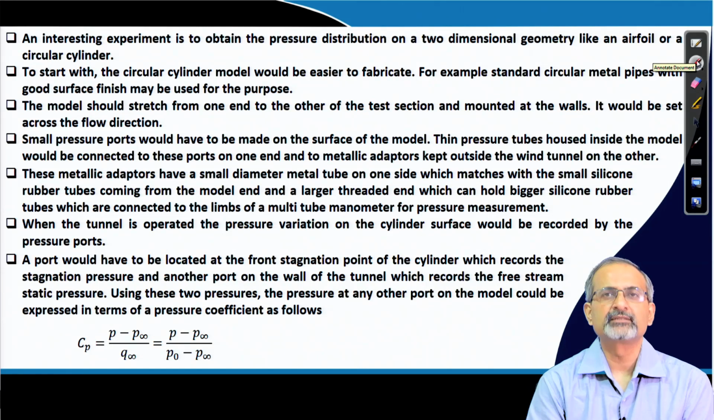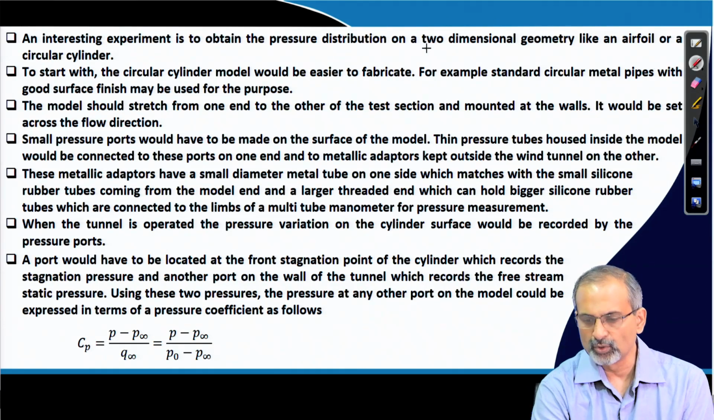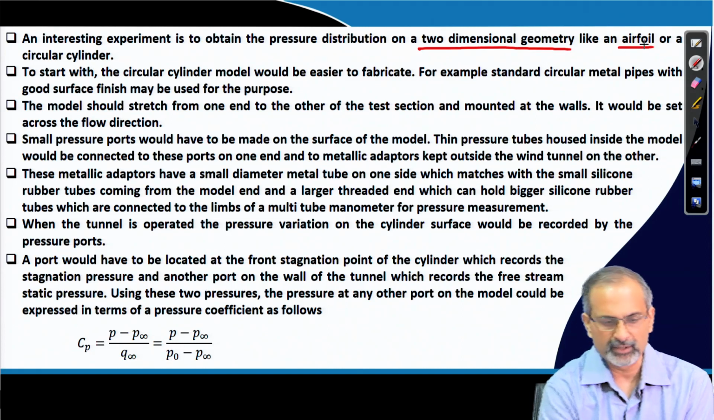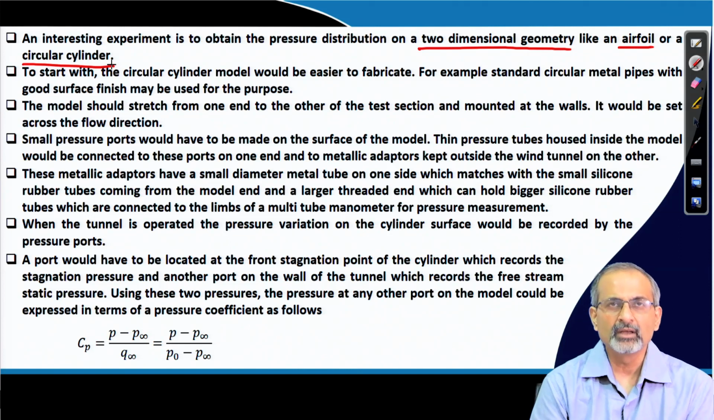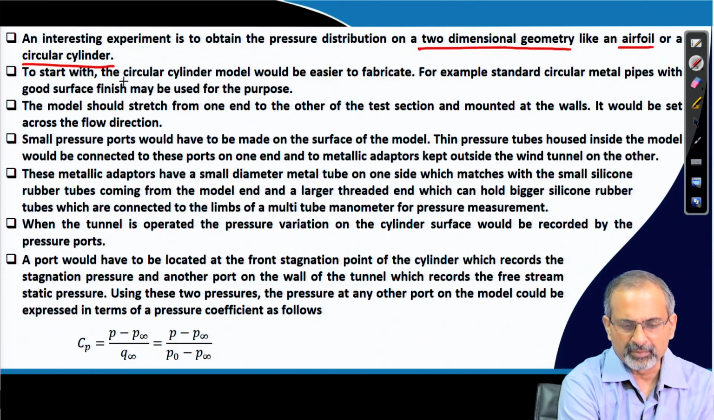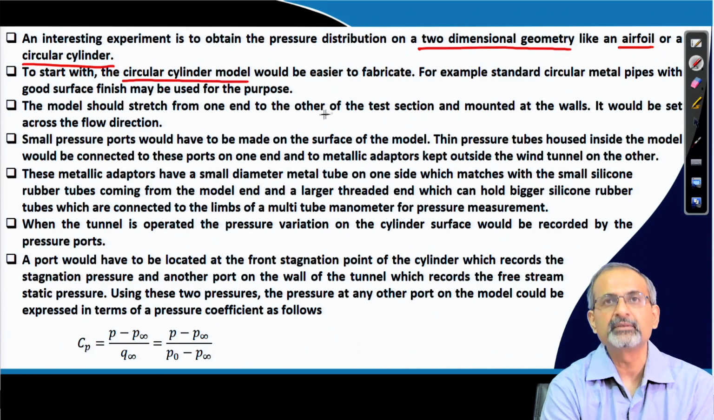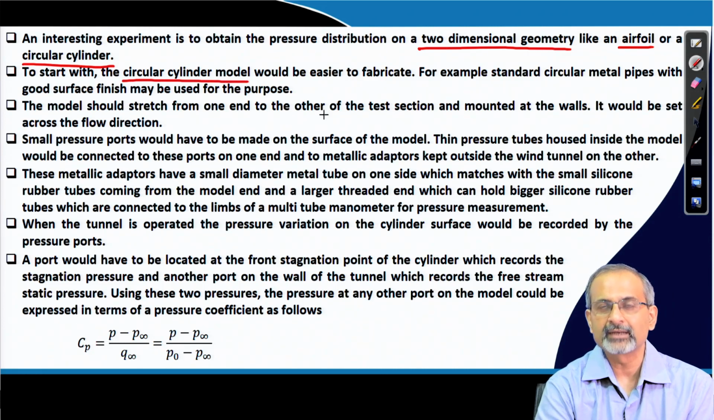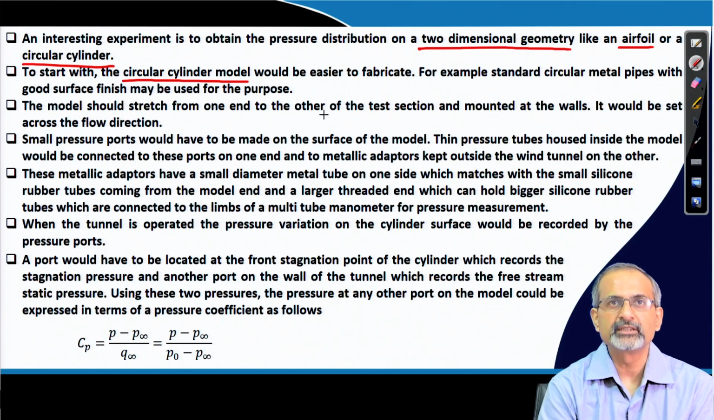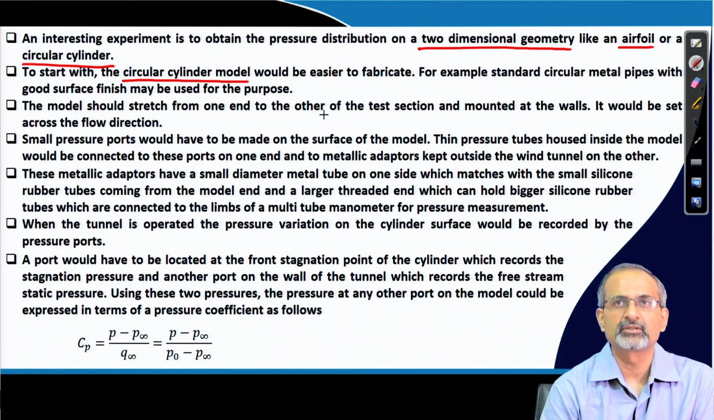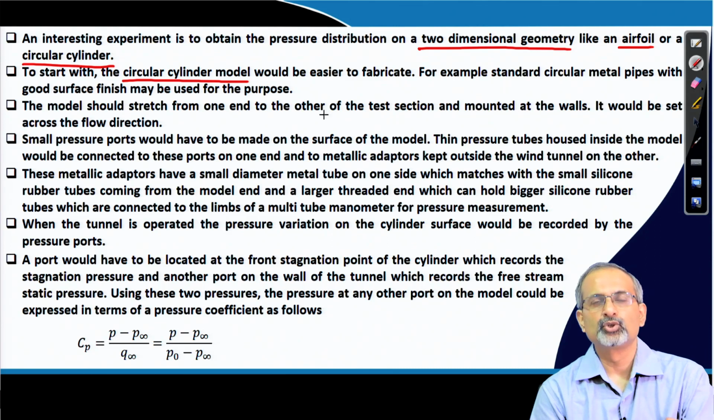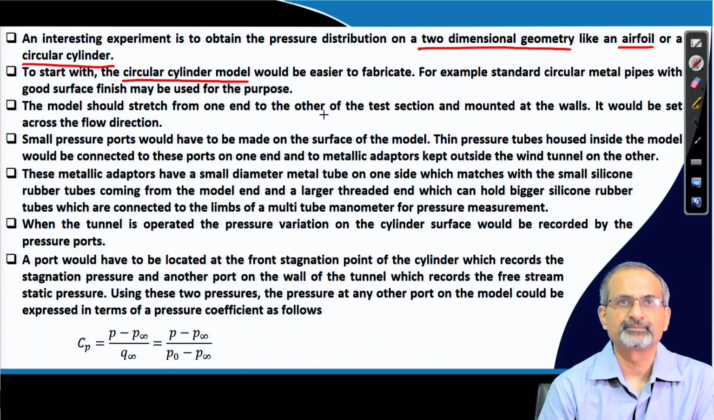Now, for a very simple experiment one may think about, that is trying to find out pressure distribution on a 2-dimensional geometry. It may be an airfoil, it may be a circular cylinder or other geometries. So, to keep the geometry simple, a circular cylinder model, for example, can be easier to fabricate. If you have a standard circular metal pipe, if you polish it well, then it can be cut to a suitable length according to the width of the tunnel and then appropriately mounted on the walls of the tunnel, and it should be mounted normal to the flow direction.